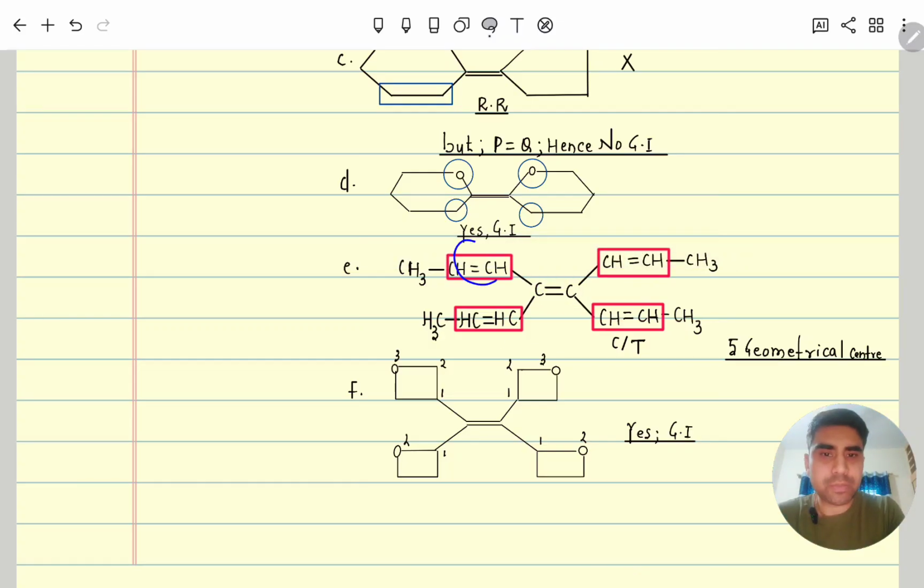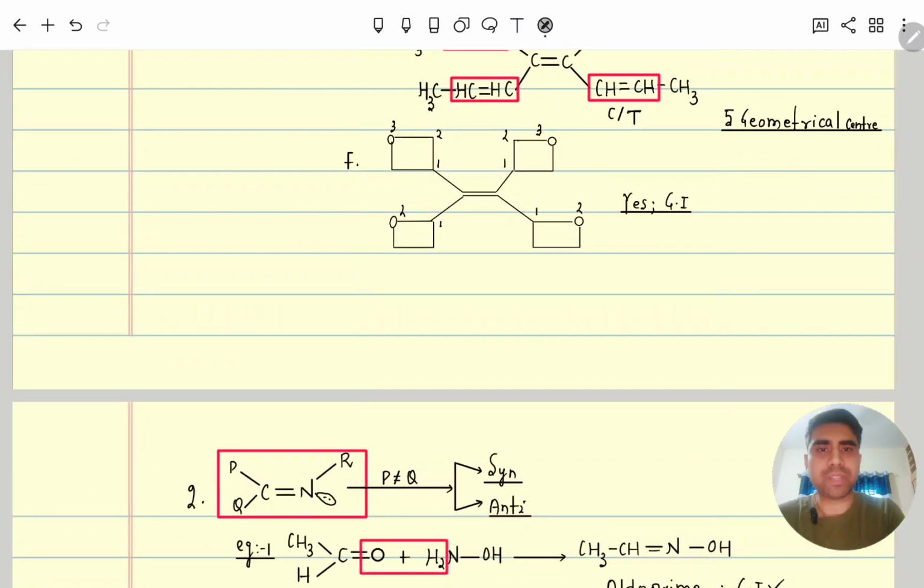How? Let's suppose if this is cis, then that will be trans, and this will be cis, so this will be trans. So this one also can show GI. Total how many geometrical centers? Five, including these four and one more. Coming to this, you can see restricted rotation, and it looks the same, but when we do its numbering, oxygen comes at 3 here, but at 2 there. So P and Q are not the same, R and S are not the same, yes, GI.